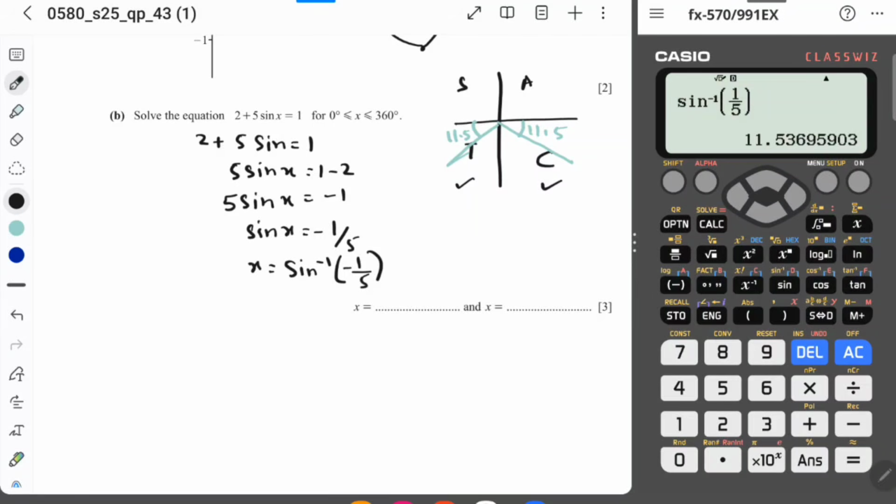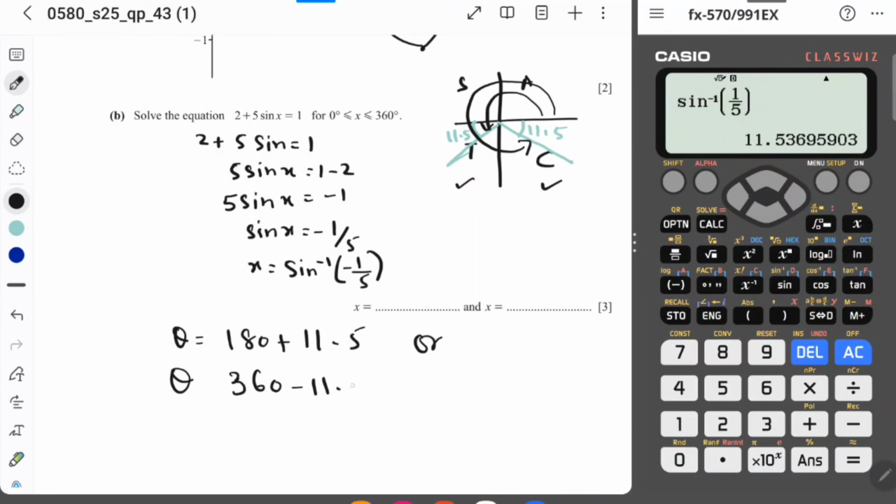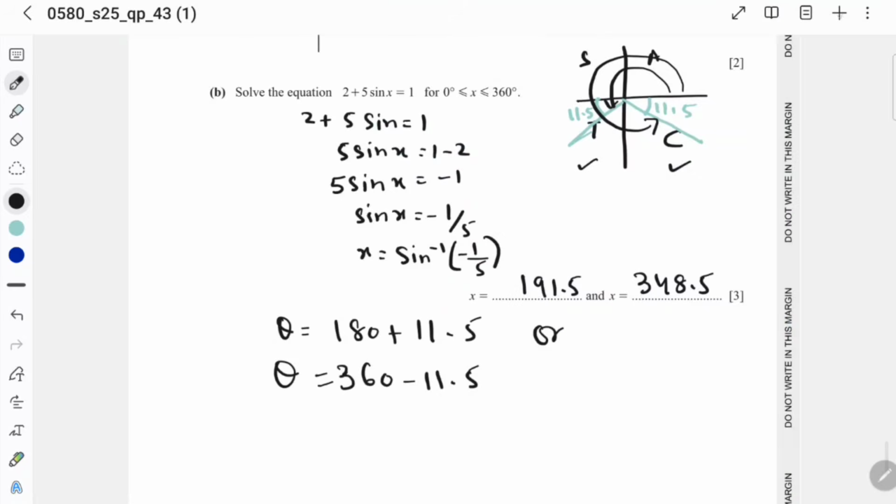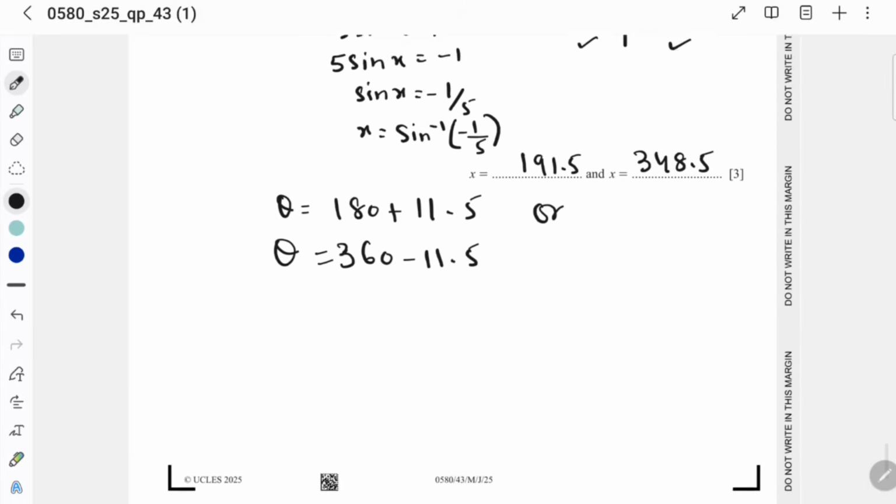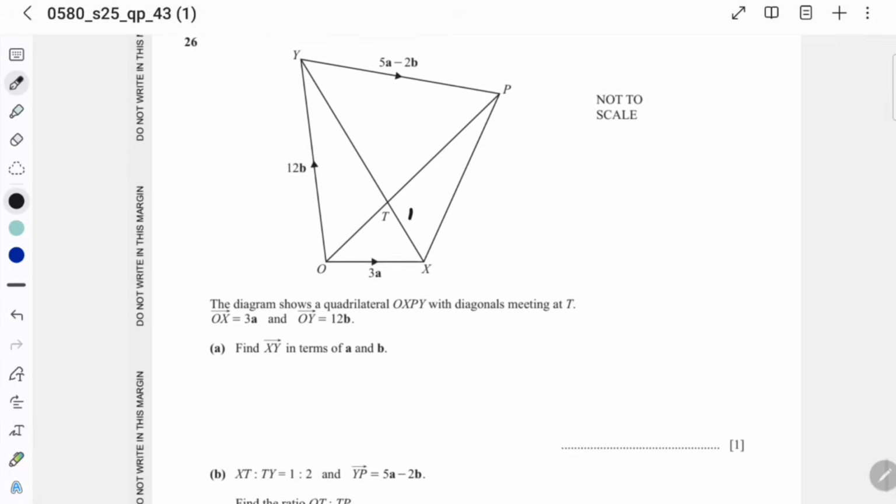It means we'll have 180 plus 11.5, or, in the other case within 0 to 360 degrees, 360 minus 11.5. So the two answers we are getting are 191.5 and 348.5. So it was a 3 marks question.